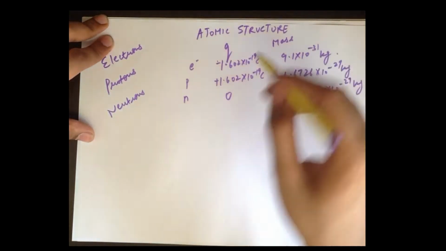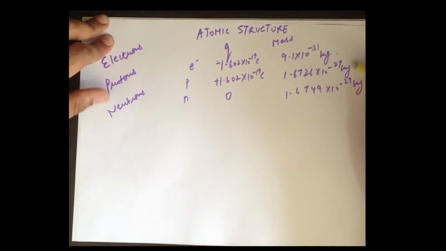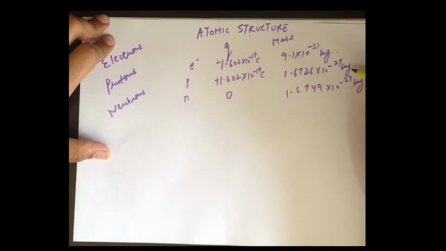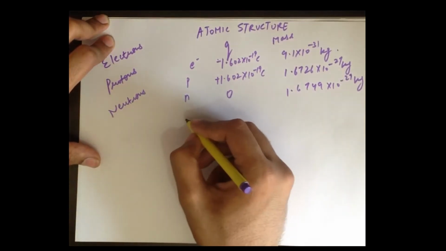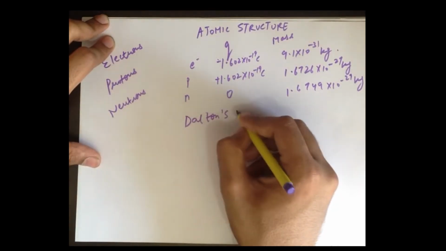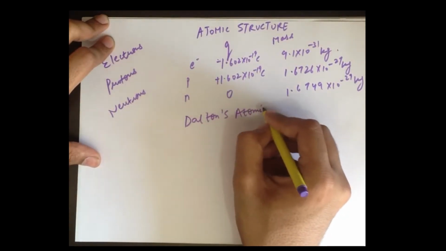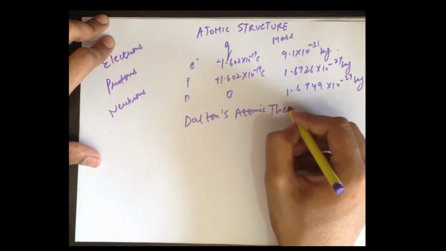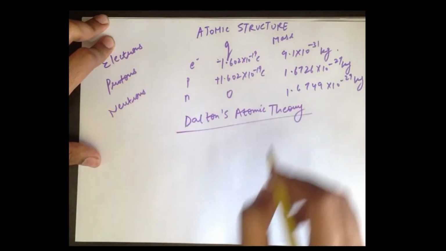As you can see, the mass of the electron is very small compared to the mass of the proton and the neutron. So whenever we talk about the mass of an atom, we talk about the mass of the protons and the neutrons. There was an atomic theory given by Dalton, known as Dalton's atomic theory. We will look at the main features of this theory.